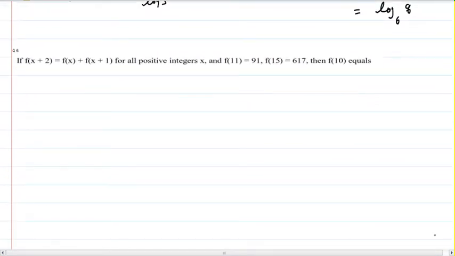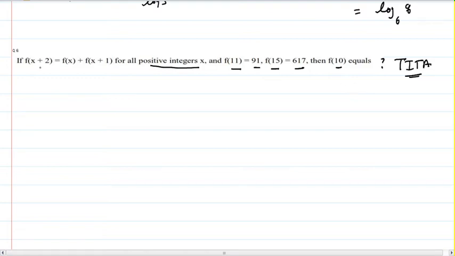What I see here is a representation of a function: f(x+2) = f(x) + f(x+1) for all positive integers x. f(11) is equal to 91, f(15) is equal to 617, then f(10) equals? Again a theta based question, so you cannot guess, you cannot put options and check.